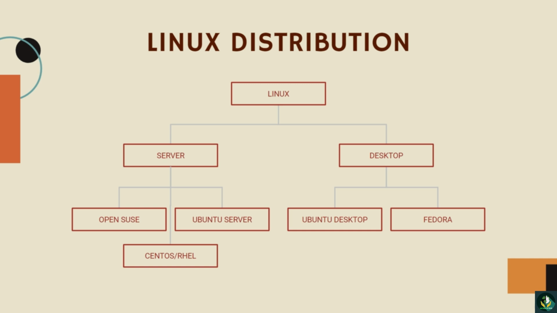Red Hat Enterprise Linux, also called RHEL, is a Linux distribution developed by Red Hat for the commercial market. As we see in the video, we have Linux with desktop and server editions. For the server edition we have openSUSE, CentOS, Red Hat Enterprise Linux, and Ubuntu Server, and for desktop we have Ubuntu Desktop and Fedora. So this is the chart-wise distribution of Linux.